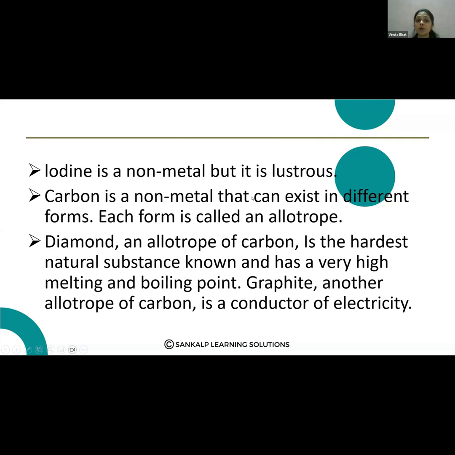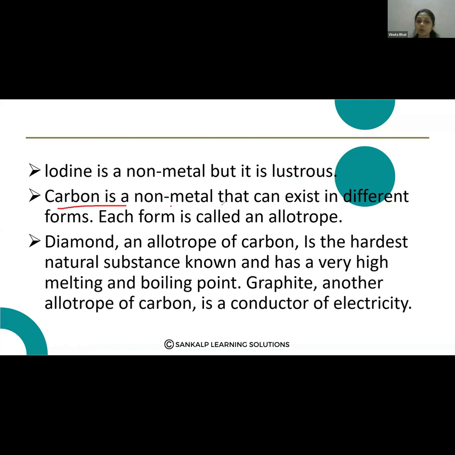Next point, iodine is a non-metal but it is lustrous in nature. You know that metals commonly have the lustrous, shining property. But here we can see that iodine, which is a non-metal, is lustrous in nature. Lustrous means having a shining surface.